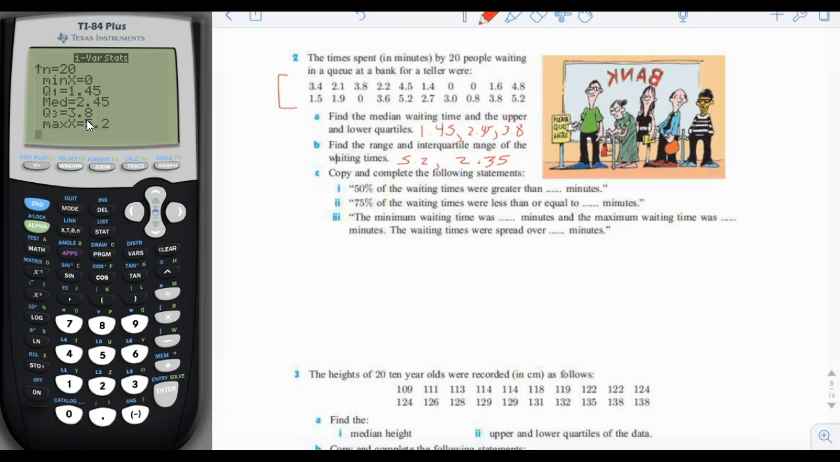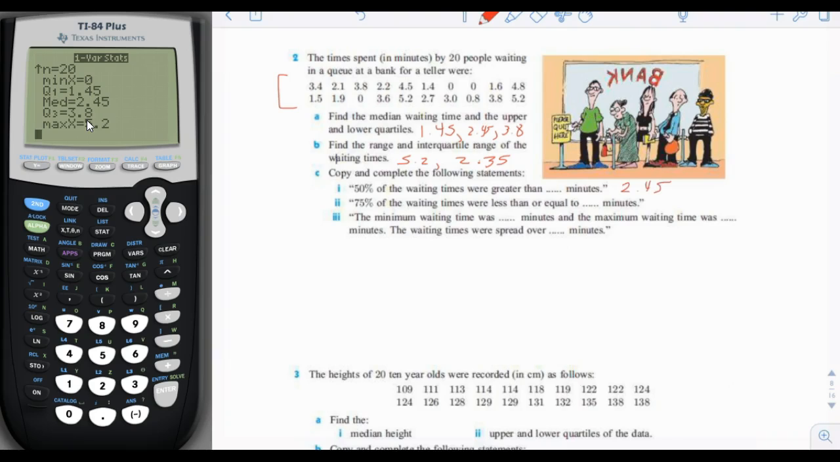Copy and complete the following statements. 50% of the waiting times were greater than so-and-so minutes. So that would be 50% of the waiting times would be greater than the median, right? So the median would be 2.45. So we'll put 2.45 for this one.